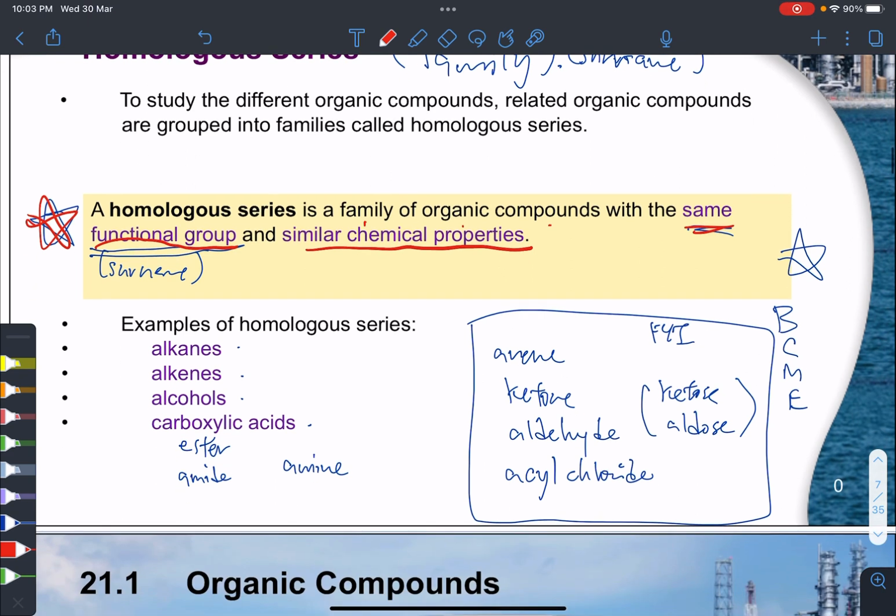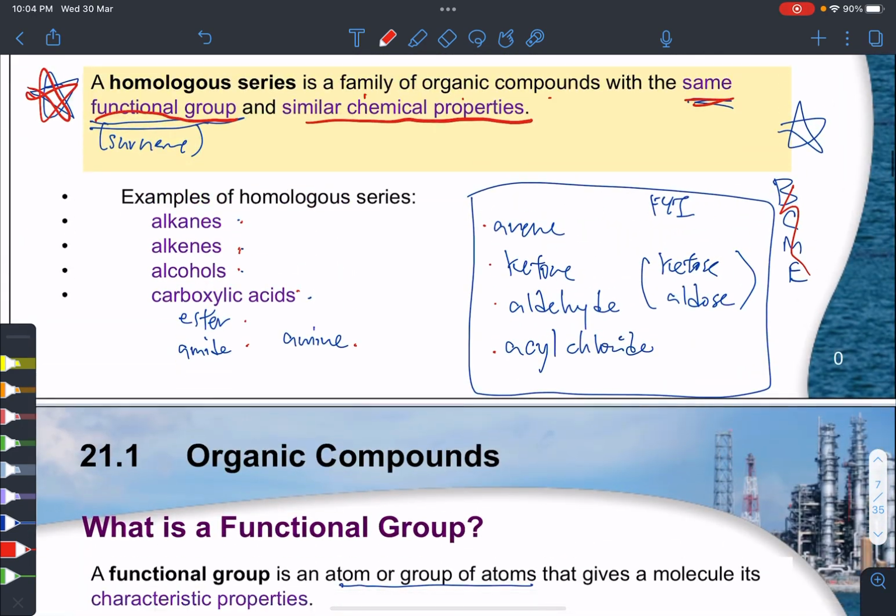Okay. So there are some examples of homologous series: alkane, alkene, alcohol, carboxylic acid, ester, amide, amine. These are the ones in your syllabus per se. That's about it. If you go to JC and you decide to take chem, you will deal with more things like arene, benzene, ketone, aldehyde, acyl chloride, and so on and so forth. So the definition is key here. A homologous series is basically a family of organic compounds, or a group of organic compounds, with the same functional group, which means they have similar chemical properties. So it must be there.